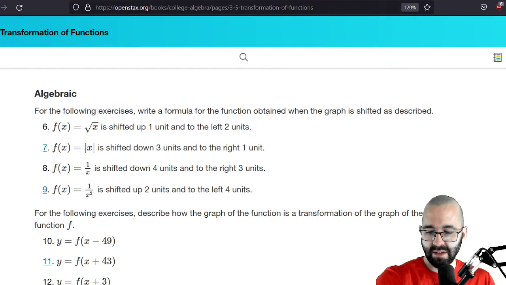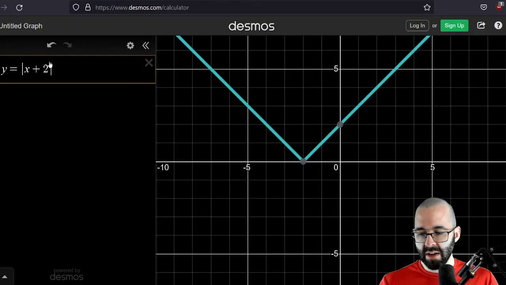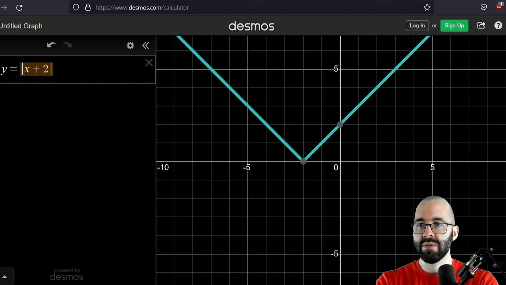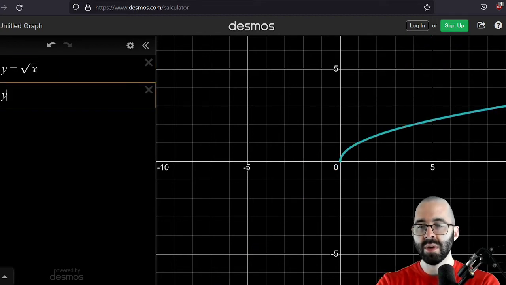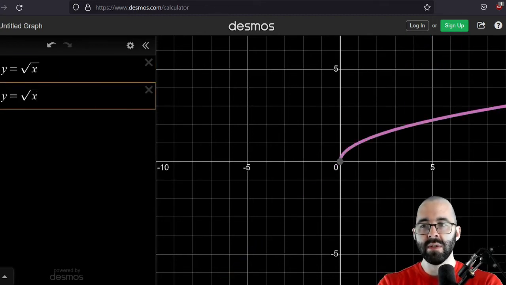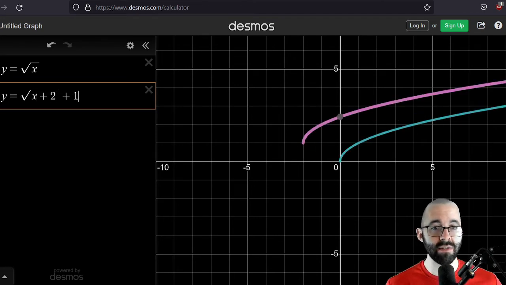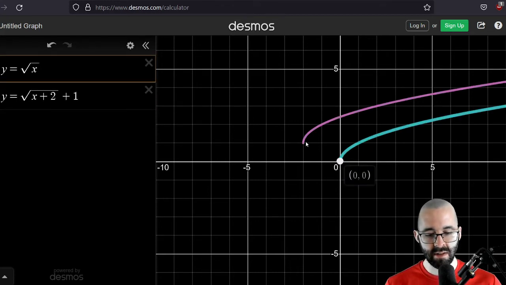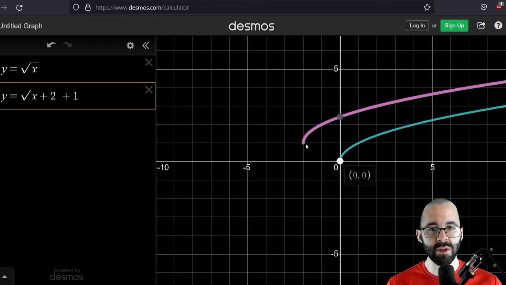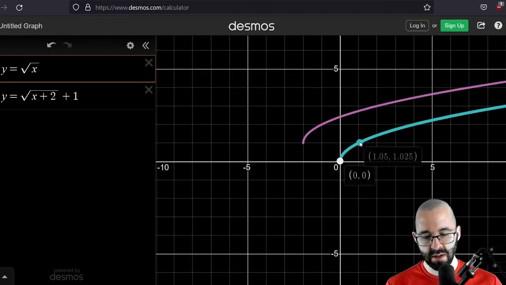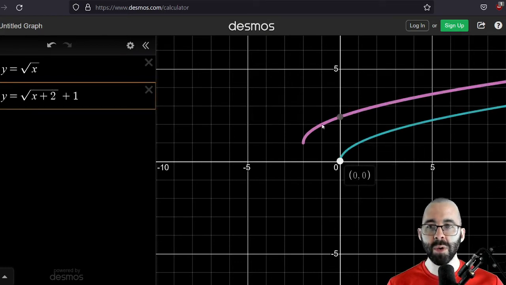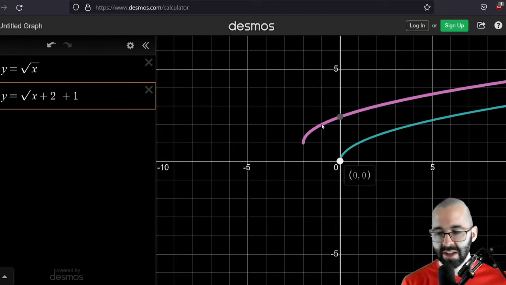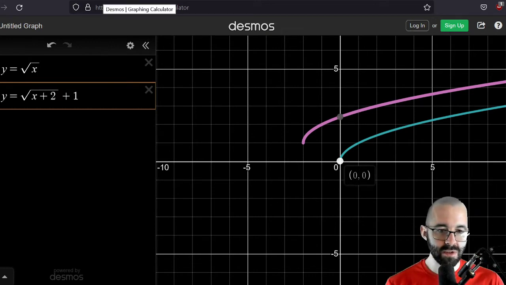All right, so if we go back to here and we graph it on Desmos, the square root function is right here. What does our answer look like? The square root of x plus 2 plus 1. Is this purple graph left 2 and up 1? Yes, it is. Left 2 up 1 goes to here. And so on with every single point, right? This point, left 2 up 1 is on the purple graph. So that's how we know we did our answer correctly. It's a good idea to check your answers with Desmos.